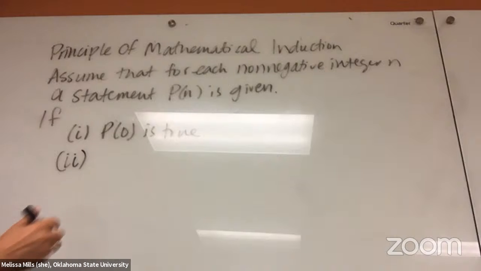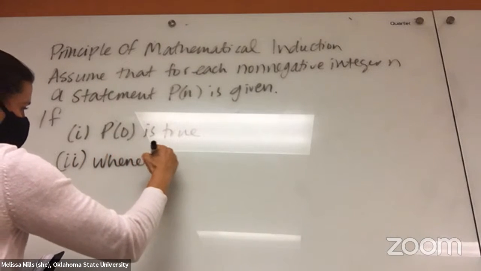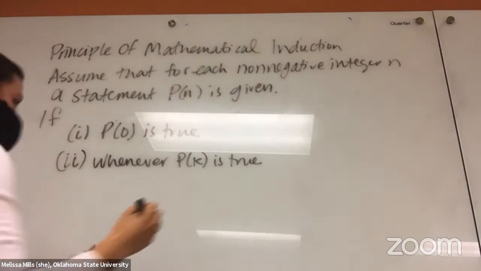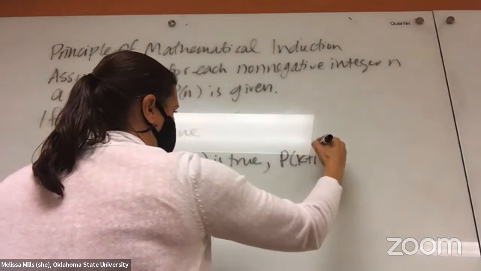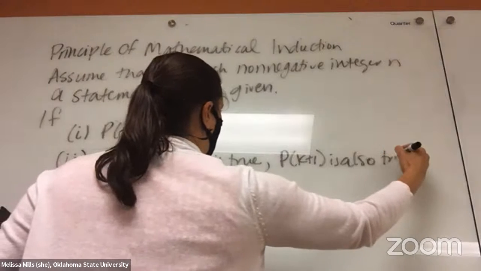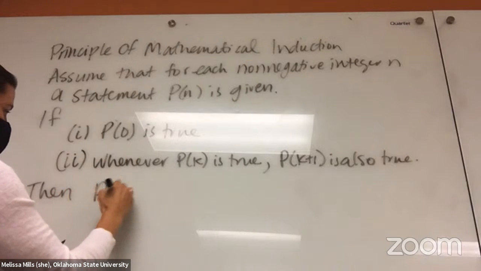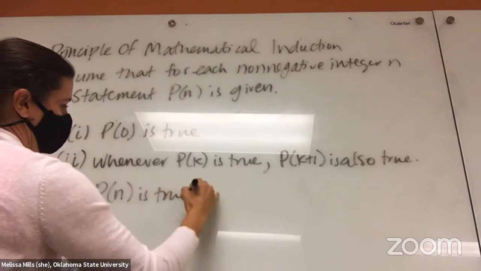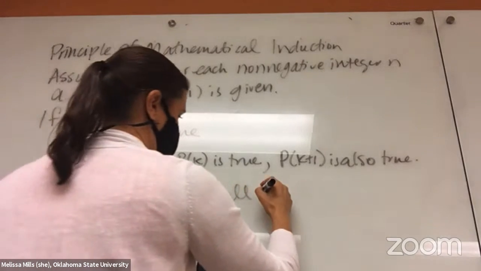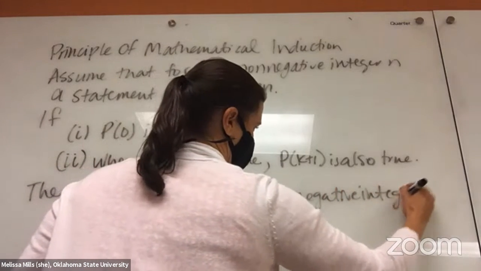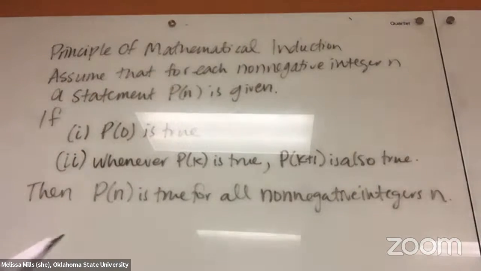The second condition is that whenever P(k) is true, P(k+1) is also true. And then we can say P(n) is true for all non-negative integers n. Good. Okay, let's do an example.